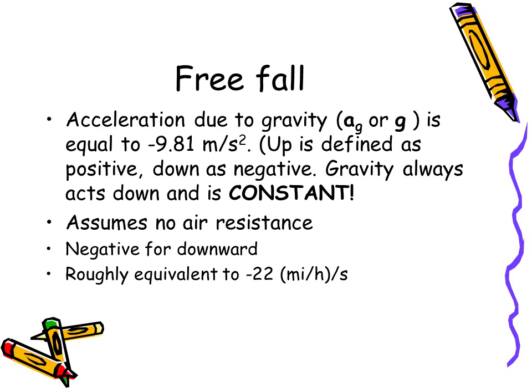When an object is in free fall, that object is freely moving throughout the air. Nothing is pushing or pulling on that object except for gravity, which is the pull due to the Earth's mass. So the Earth is always pulling down on objects, and the resulting acceleration has a constant value of negative 9.81 meters per second squared. Negative because the acceleration always acts down.